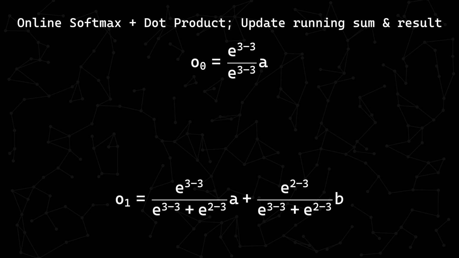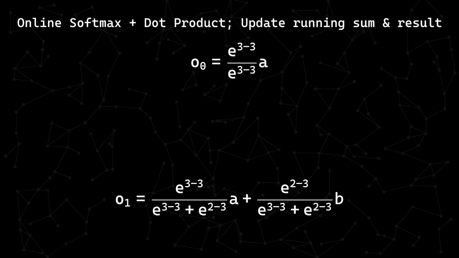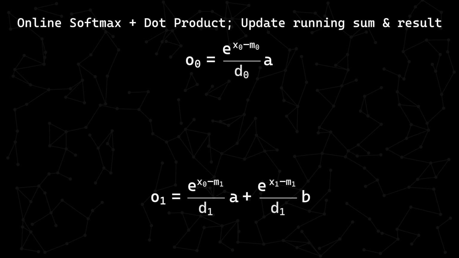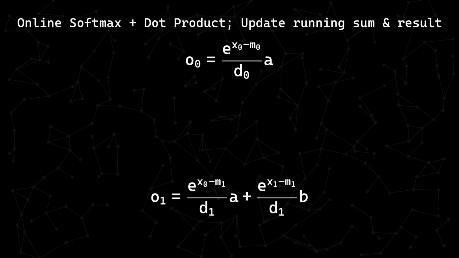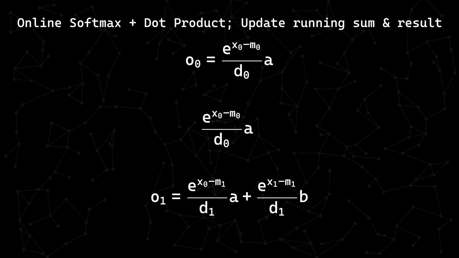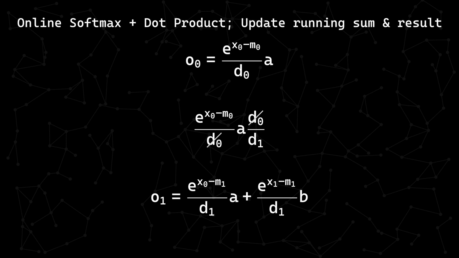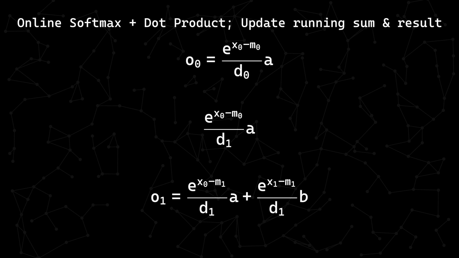At the bottom, we have the new running result, O sub 1, which has our updated running sum. After substituting away this chaos with our m and d variables, we only need 2 operations to efficiently update our running result. First, we multiply what we have by the old running sum over the new running sum. Canceling out like terms yields us the following.